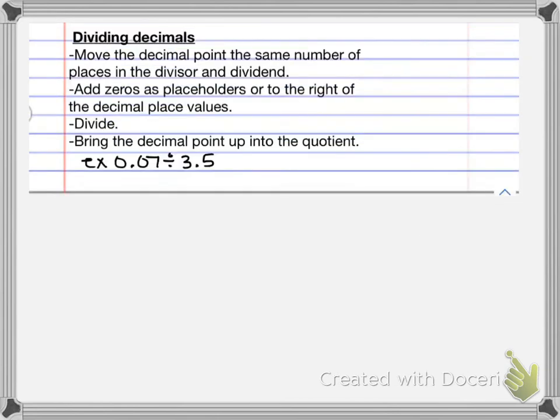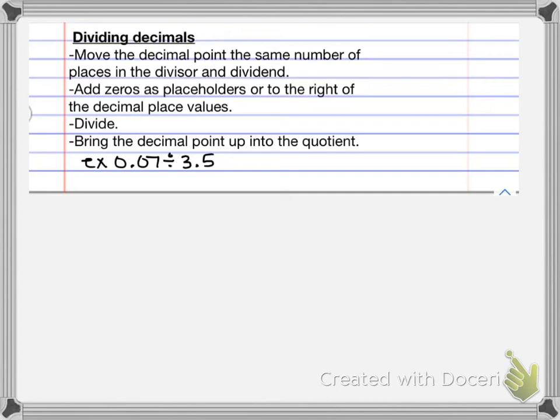Just underneath the multiplying with decimals, we're going to put in the section dividing decimals. So here are the steps we want to take. We want to move the decimal point the same number of places in the divisor and the dividend. We're going to add zeros as placeholders, and that should be to the right of our decimal point. Or to the right of the decimal place values, we can add those zeros in. Then we're going to divide. We're going to bring the decimal point up into the quotient.